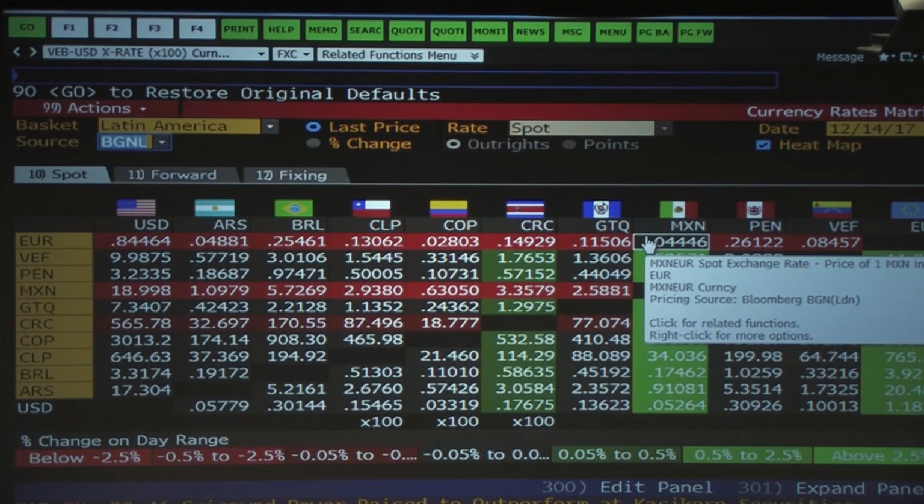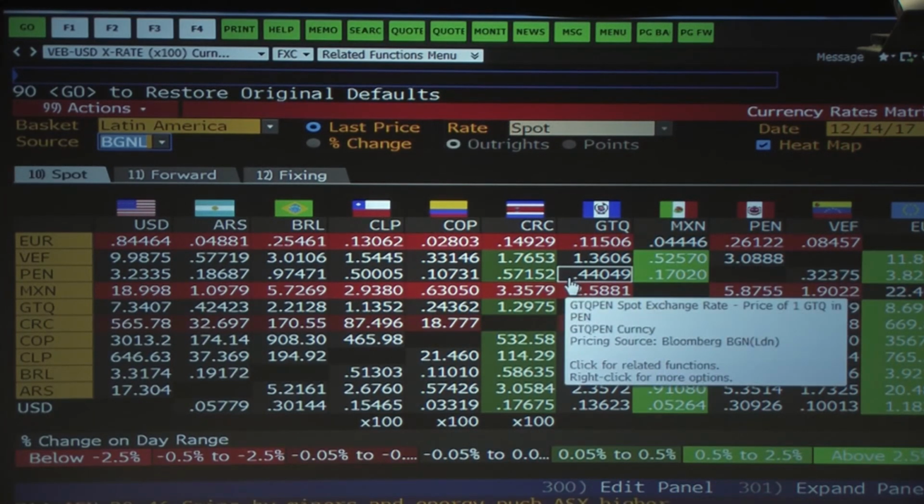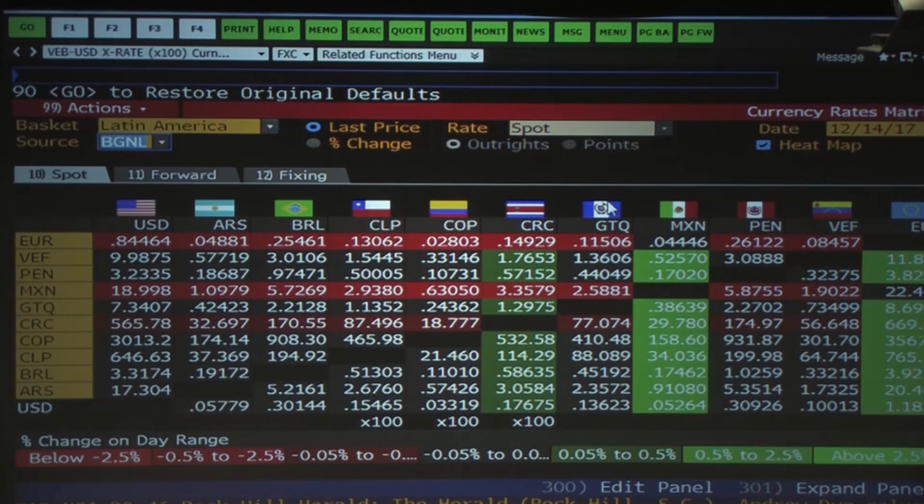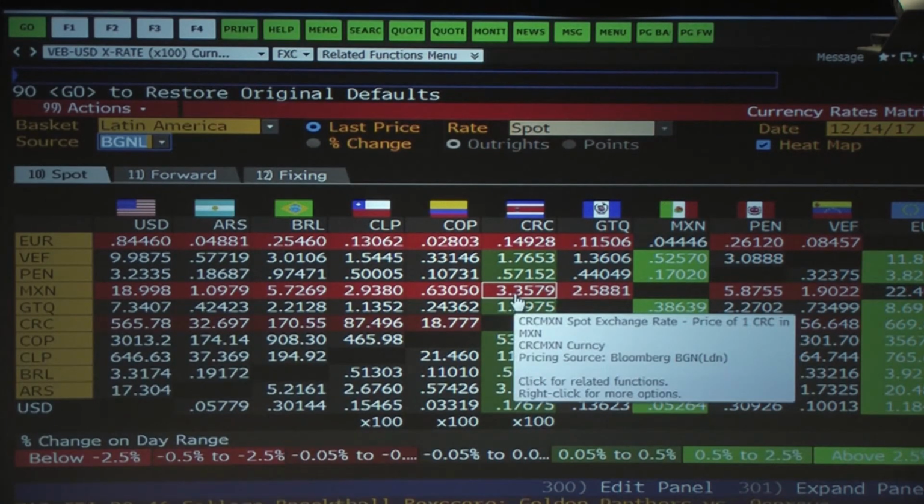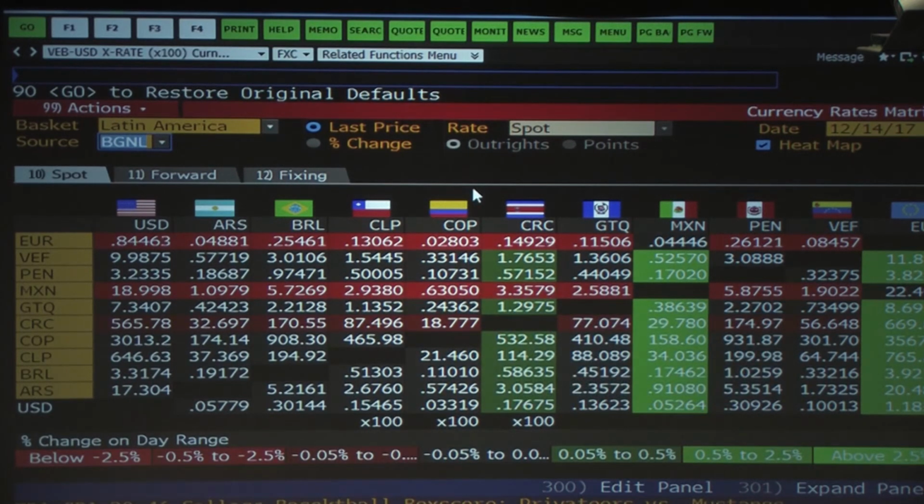So if you have a hard time understanding some of these variables, you can always highlight over them, and it'll tell you what they are. So this one says GTQ. I'm not exactly sure what that country is, but it has the flag. Oh, it's Guatemala. So see, Bloomberg is very nice with that. You can highlight over certain terms, and it'll tell you about them.